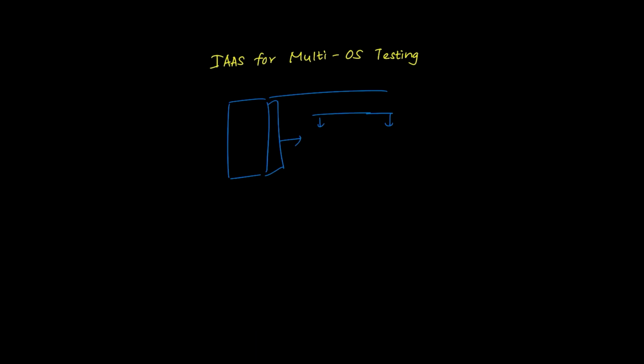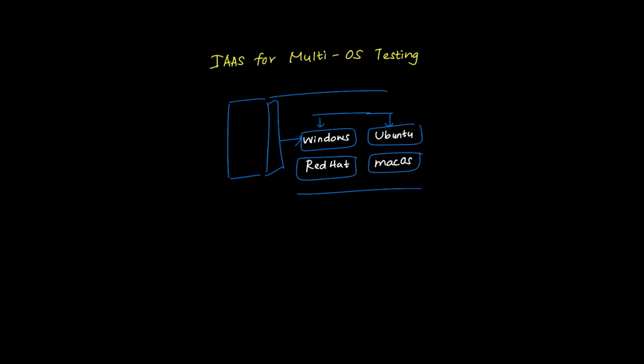When developers need maximum testing flexibility without hardware investments, infrastructure as a service delivers exactly what's needed. Imagine a development team that needs to test their application on Windows Server, Ubuntu, Red Hat Linux, and Mac OS. With IaaS, they can spin up virtual machines running any operating system they need within minutes, run their tests, and then delete them when done. Infrastructure as a service provides raw compute resources where you have complete control over the operating system choice and configuration, making it perfect for testing scenarios that require different OS environments.